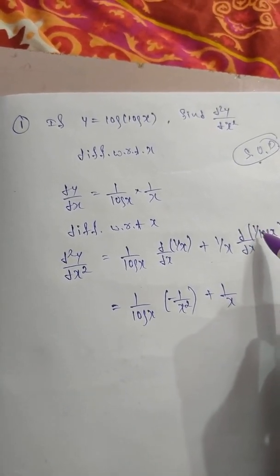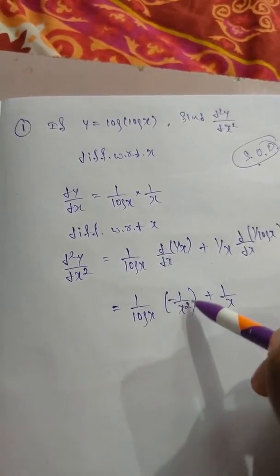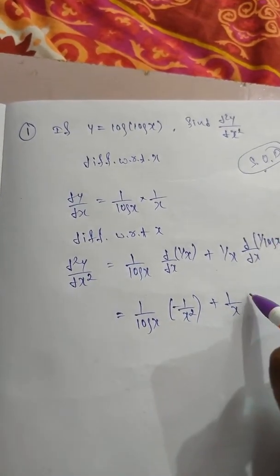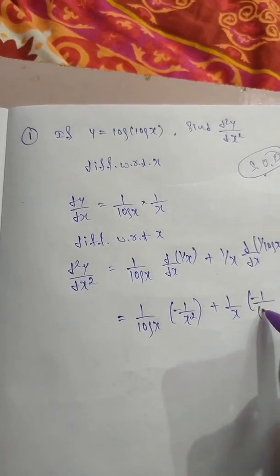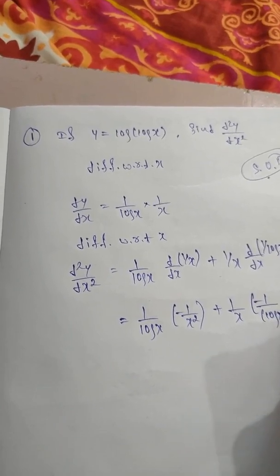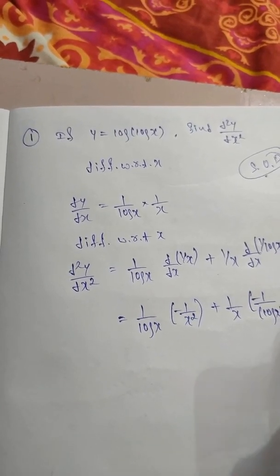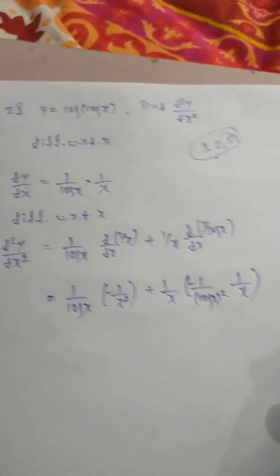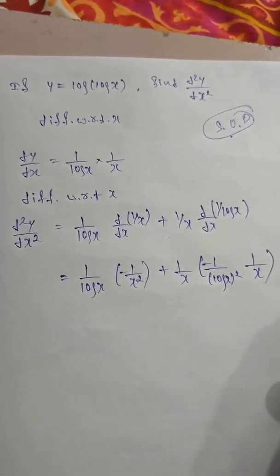Here first you want to differentiate. What is the differentiation of 1 by x? Minus 1 by x square. Like that, first you differentiate 1 by log x. The differentiation of 1 by log x is minus 1 by log x whole square. Again you want to differentiate log x. We are applying the chain rule. The differentiation of log x is 1 by x.